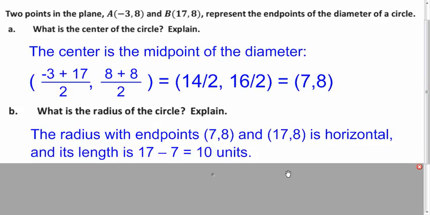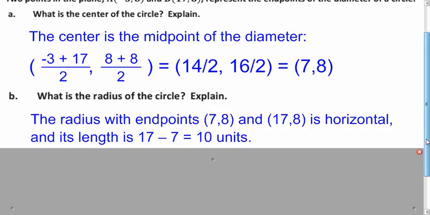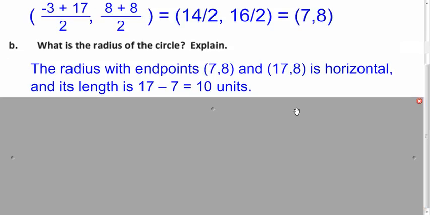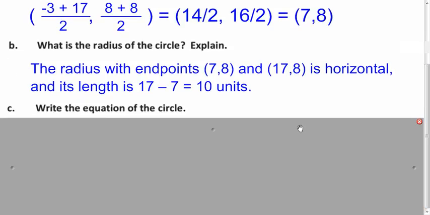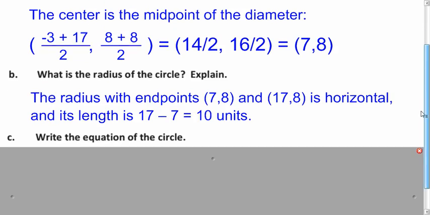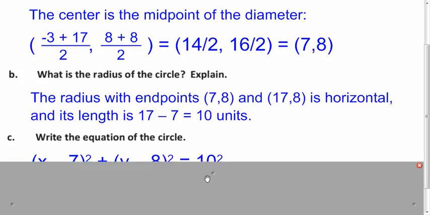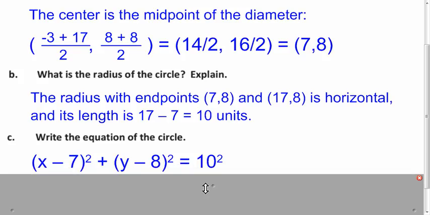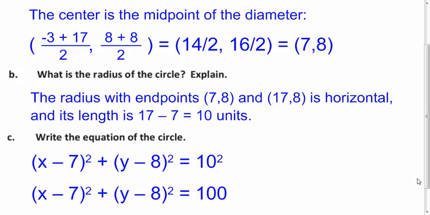If we had a diagonal here, if it didn't work out nicely, then we could just use the distance formula or the Pythagorean theorem to figure out the radius. Or we could have used the process we did in the previous example. Lots of ways to do it. So what's the equation of the circle? Well, we know the center is 7, 8, and we know the radius is 10. Okay, and 10 squared is 100.